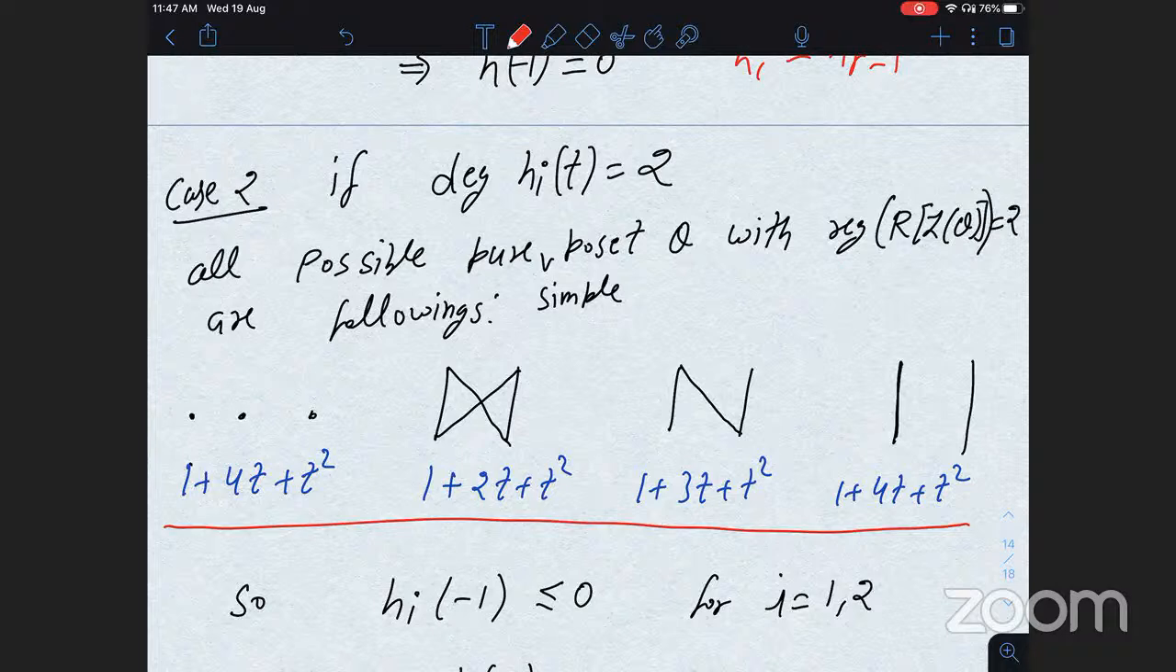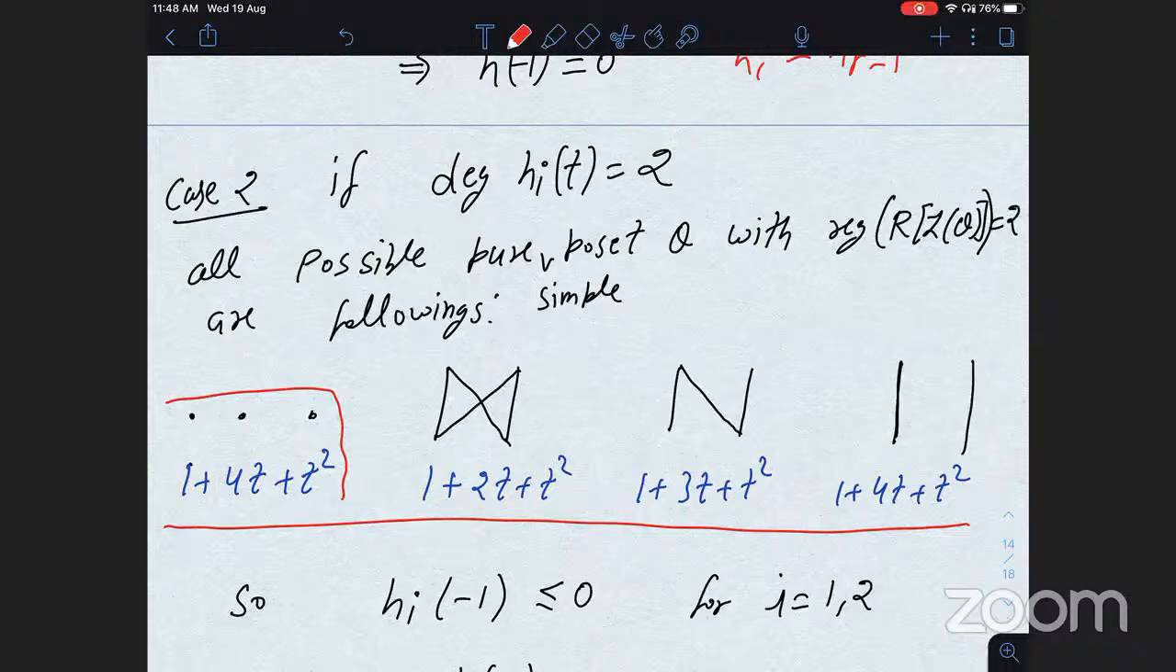So, sorry, in those cases the regularity of the Hibi ring is equal to 2. So there are 4 possible cases. When the rank of the poset is 0, we have this, and if the rank of the poset is equal to 1, then we will have all these three possibilities.